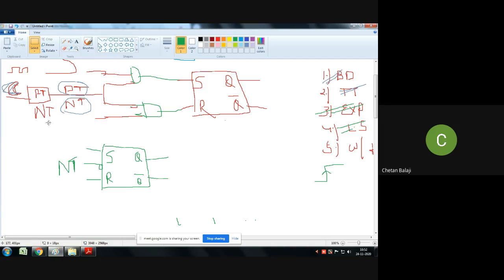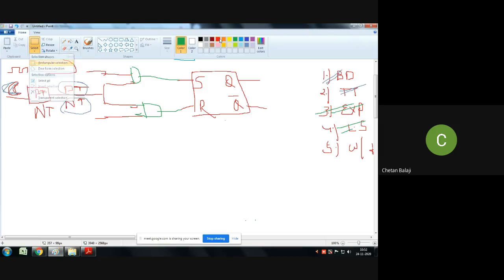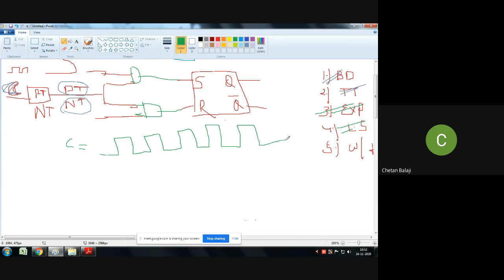And the last point is the waveform. Waveform is very important. First write it as the clock. The clock looks like this. This is the clock pulse. Okay, so you write this.